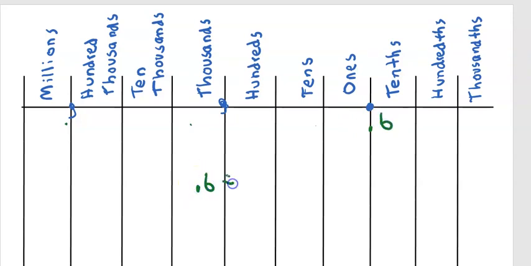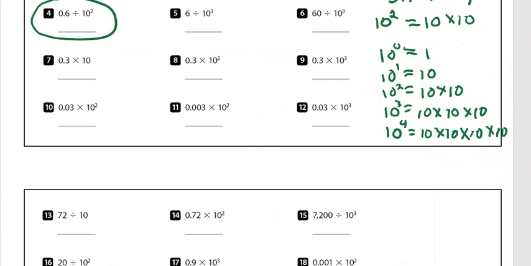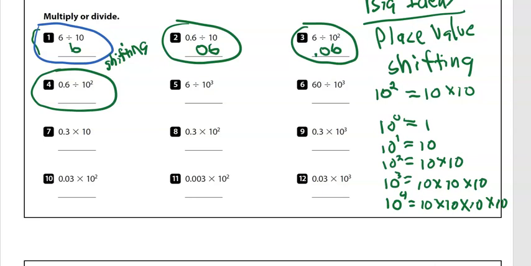6 tenths divided by 10 to the power of 2. This just means 2 10s. Going to divide 2 times. There's one shift. Bam. And another shift. Bam. I just shifted it over 2 place values because 10 to the power 2. All the way from the tenths to the thousandths. My answer, 6 thousandths. Let's go record that. 6 thousandths.